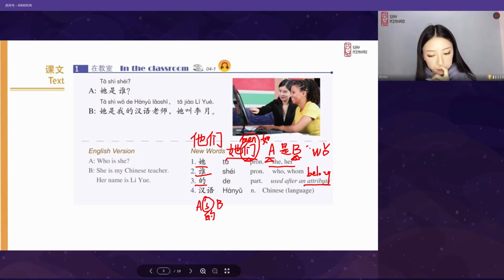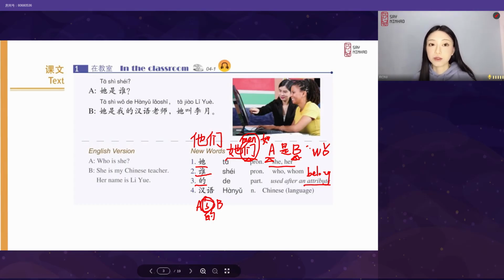Okay. For example, we've learned teacher is 老师, right? So teacher's student. Student is 学生, right? 学生, student. So teacher's student is 李老师的学生 in Chinese. 李老师 means teacher Li, and student 学生. So 李老师的学生. The 的 here is this 's.